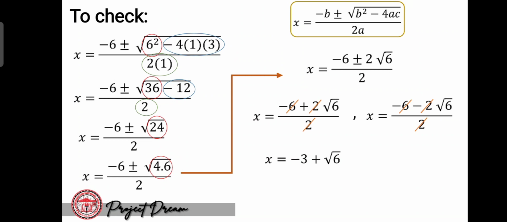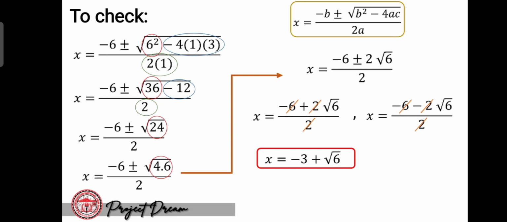Why? Because negative 6 divided by 2 is equal to negative 3, right? And then copy the operation, which is addition. 2 divided by 2 is equal to 1 times square root of 6. The final answer here is x is equal to negative 3 plus square root of 6.